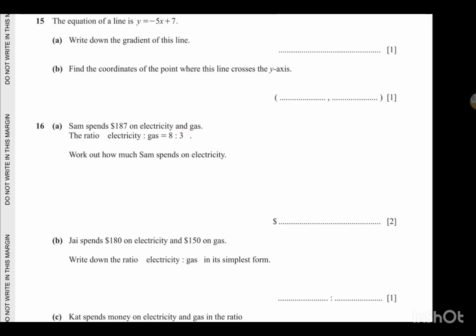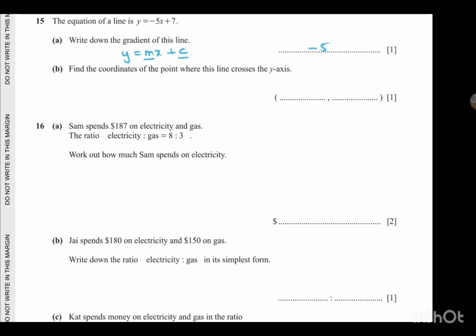Question number 15. The equation of a line is y equals minus 5x plus 7. Question A. Write down the gradient of this line. For gradient, you should always know the general form of a straight line equation. Y is equal to mx plus c. M is the gradient and c is the y-intercept. In place of m there is minus 5 here, so the gradient of the line will be minus 5.